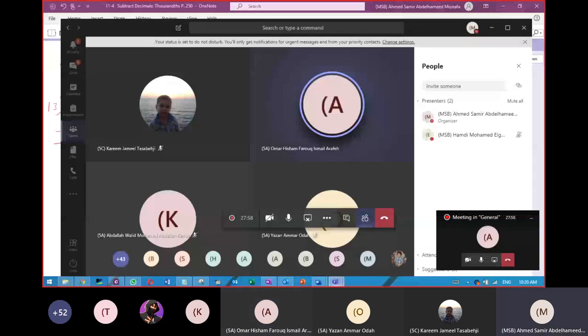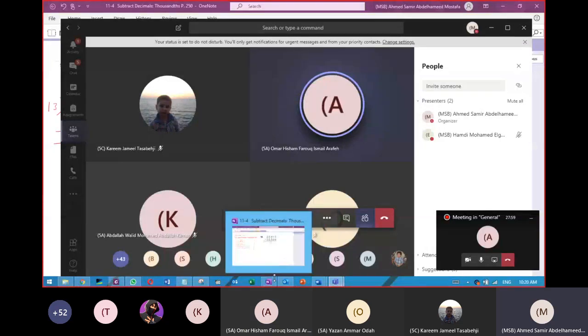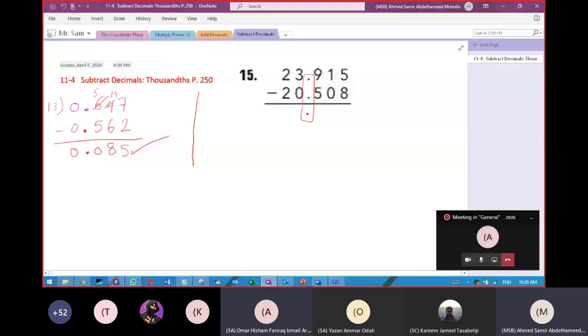All right. So now we have 5 minus 8. Omar, can you do that? Can we do 5 minus 8? No, we need to borrow 1 from here. So this would be 0, and this would be 15, yes? 15 minus 8.